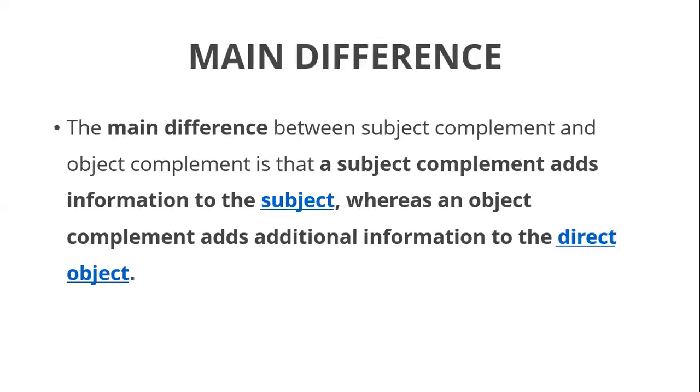The main difference again: the main difference between a subject complement and an object complement is that a subject complement adds information to the subject. And for this, the verb used to link the subject and the subject complement is a linking verb. Whereas an object complement adds additional information to the direct object.